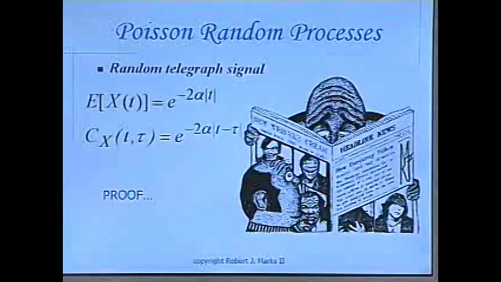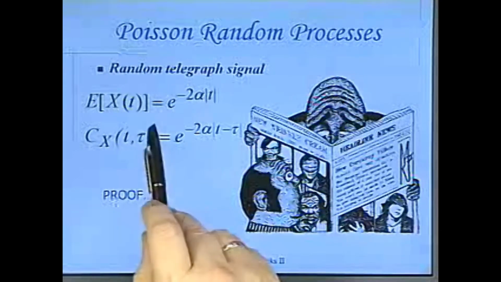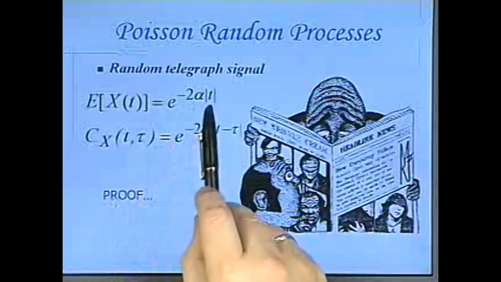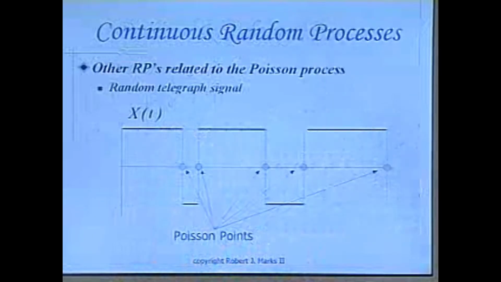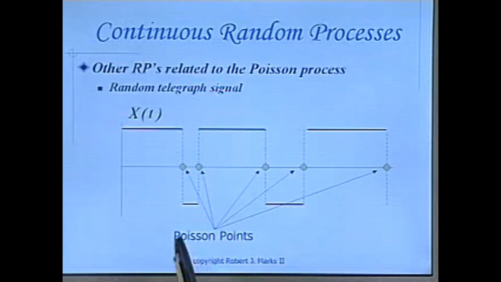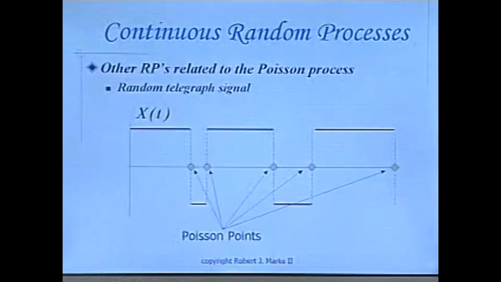Here's what we will show. We will show that the expected value of x of t is equal to e to the minus 2 alpha t. Let me ask you this. Let's go back here. I showed you the answer, and I know many of you have the notes before you. Do you think that the expected value of this process is a constant? The answer is no.